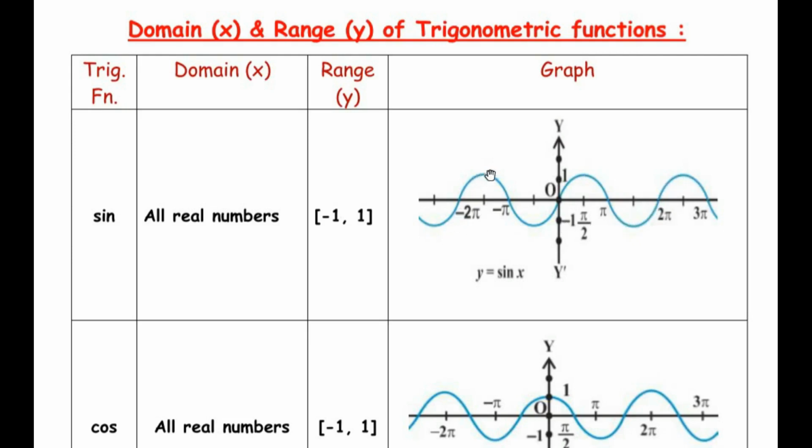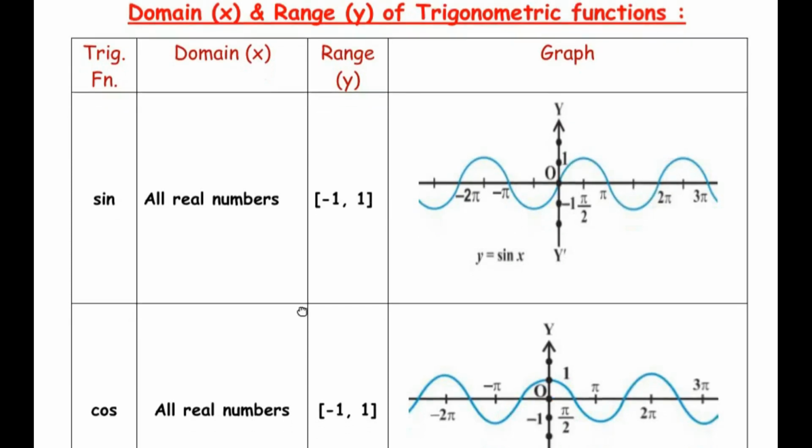So it is toggling between positive 1 and negative 1, and it keeps on repeating for every period of 2 pi. That is, from 0 to 2 pi there is one wave, and again from 2 pi to 4 pi there is going to be another wave. The same thing repeats on the left negative x-axis. So the range is from negative 1 to positive 1, and the period of the sine function is 2 pi.